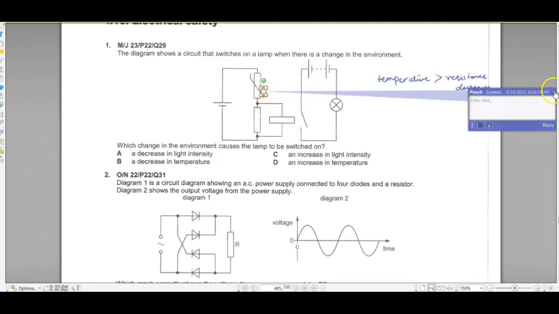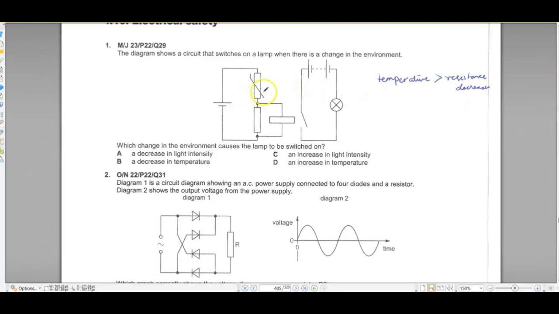And if the resistance is going to decrease in this thermistor, the resistance is going to increase over here, and then the switch is going to just complete the circuit or will be switched on. Okay? So that is how this works. So a decrease in the light intensity is for LDRs, it's not for a thermistor.